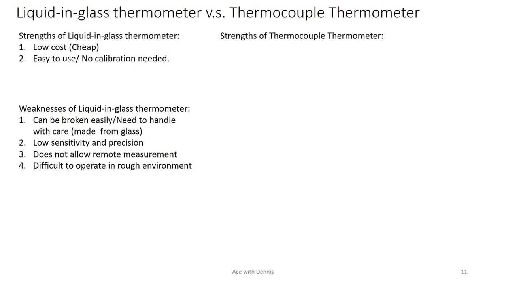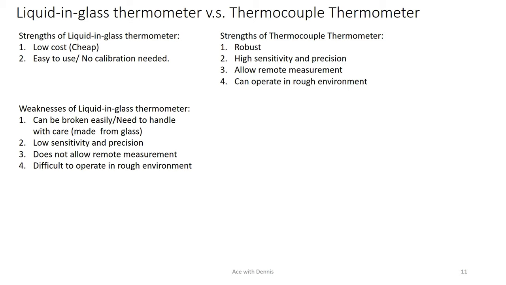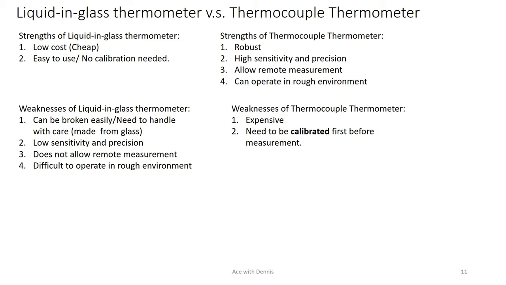The strengths of the thermocouple thermometer are: 1. Robust. 2. High sensitivity and precision. 3. Allows remote measurement. 4. Can operate in a rough environment. While the weaknesses of thermocouple thermometer are that it is expensive and needs to be calibrated before measurement. If you want to memorize, you just need to see that the strengths of liquid in glass thermometer are the weaknesses of thermocouple thermometer, and the strengths of thermocouple thermometer are the weaknesses of liquid in glass thermometer.